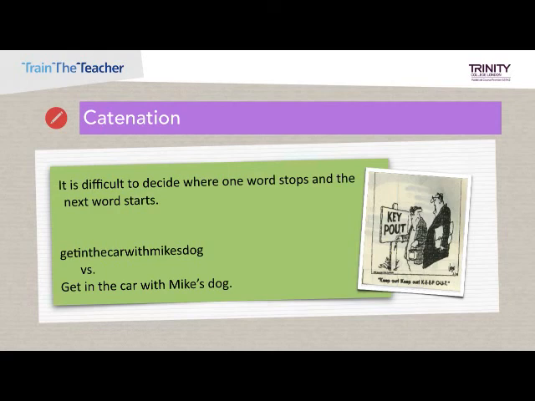What does this tell us about fast speech? It tells us that even if the vowel sounds don't change, not being sure where the word ends makes recognition difficult. Catenation is about the way words are linked, like in a chain.